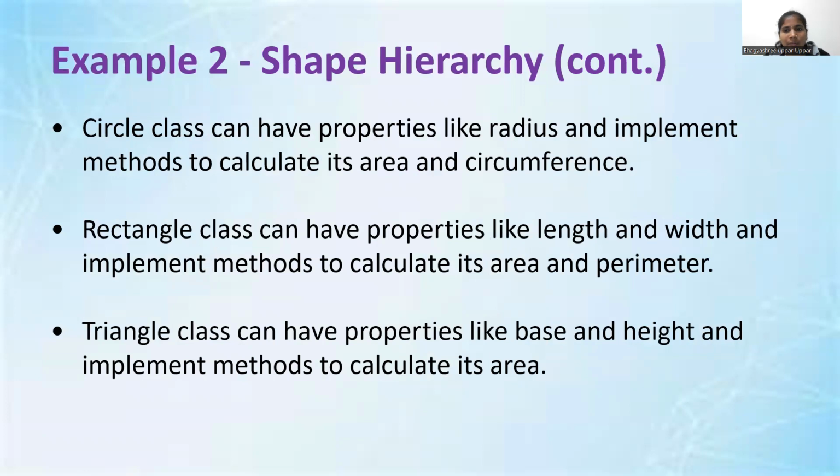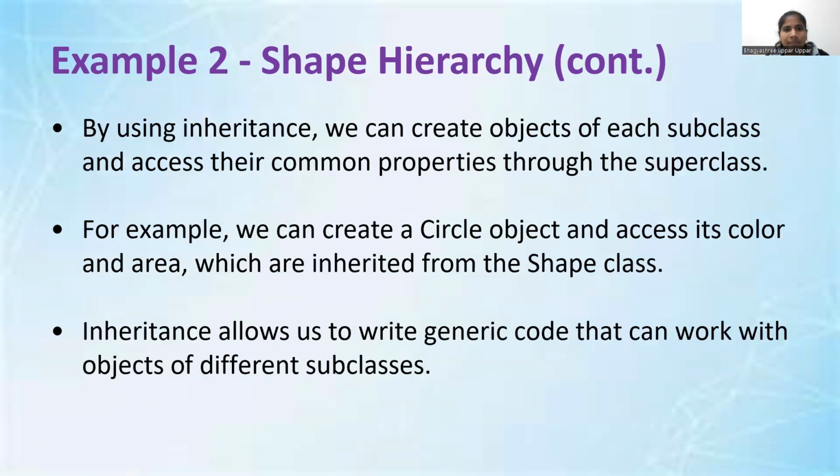Circle class can have properties like radius and implement methods to calculate its area and circumference. Rectangle class can have properties like length and width and implement methods to calculate its area and perimeter. Triangle class can have properties like base and height and implement methods to calculate its area.